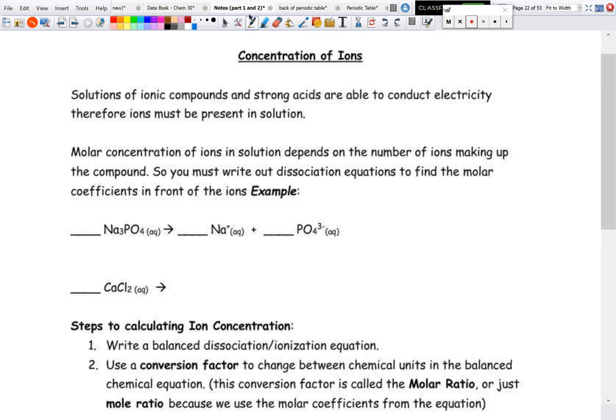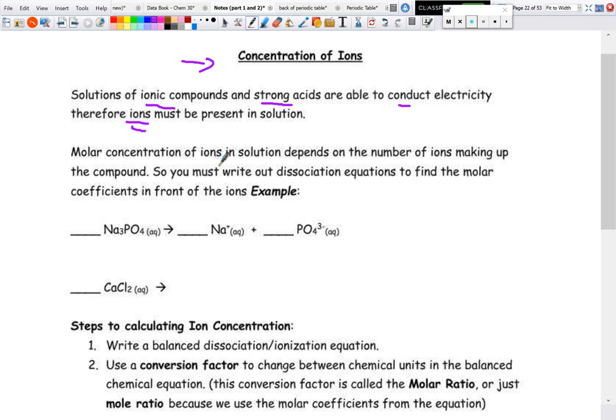All right, welcome back. So today we're going to be looking at our next lesson, which is concentration of ions. This is building off of the concentration stuff from the last lesson, and it also ties in with the stuff we did last week with dissociation equations. Of course, as we know, solutions with ionic compounds and strong acids are able to conduct electricity because they have ions, or they are electrolytes. Now this is because of their dissociation or ionization equations.